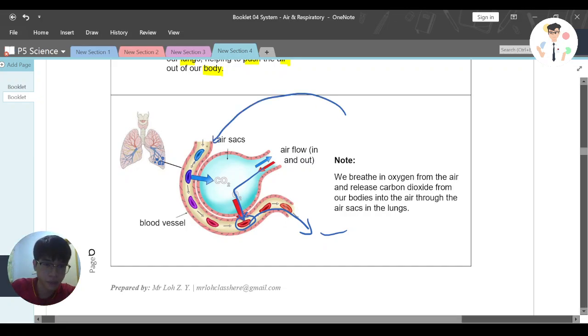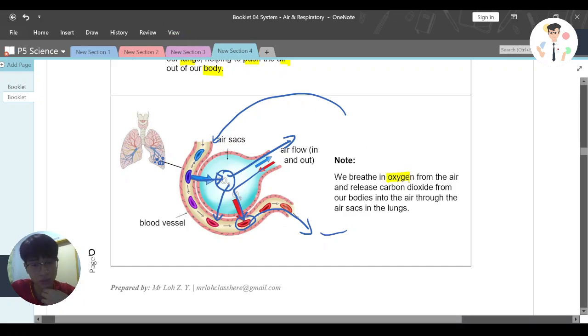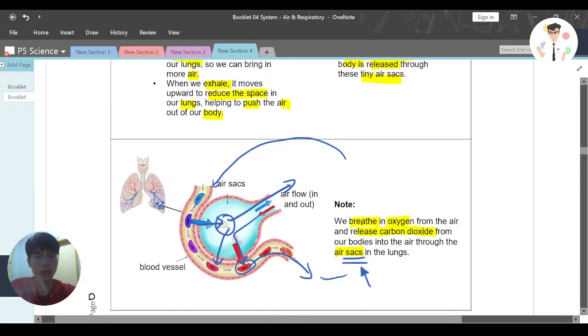So when it comes back, the carbon dioxide is given here to be released out of the body. At the same time, they will take in oxygen and carry it again to our body. So again, note that we breathe in oxygen from the air and release carbon dioxide from our body through these sacs in the lung. Actually, there is a name for all these sacs, but we are not learning it here in PSRE. And that is basically the whole idea of the human respiratory system.